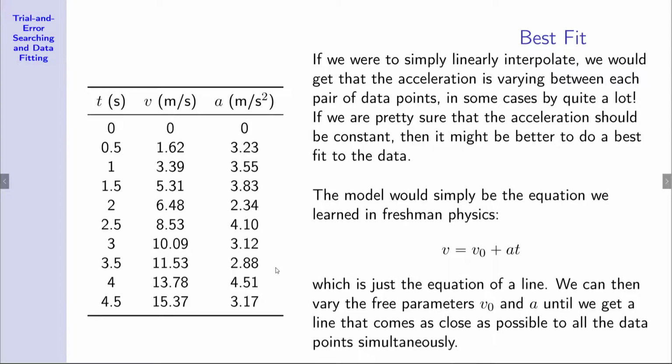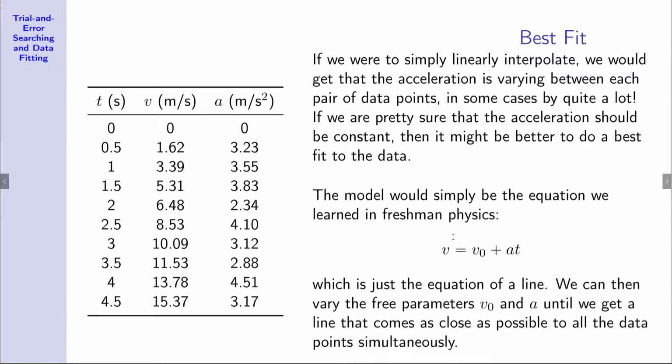So these are quite different values for the acceleration. And if the acceleration is indeed supposed to be a constant, then you wouldn't expect to see this kind of variation in your data. So instead of fitting just a line between two of our points, it may be better to find the line that comes as close as possible to as many of our data points as we can, and use that line to describe the acceleration for the entire period of the motion.